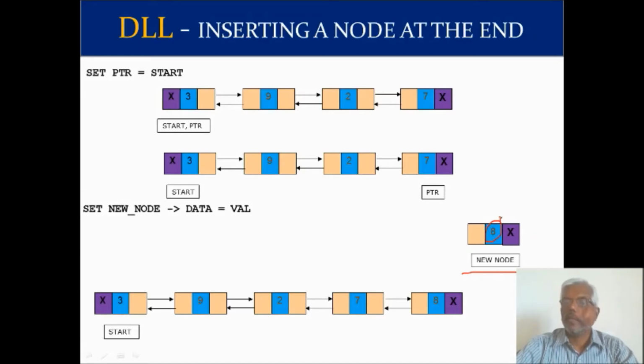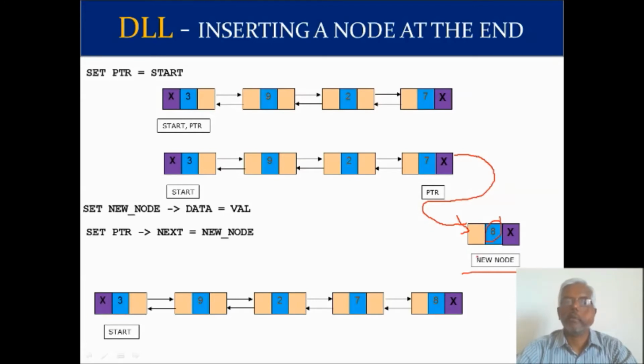Now for making this new node the last node of the existing doubly linked list, what we have to do first is that the already existing last node should be connected to this new node. So what is the link we have to establish? This pointer should be connected with this new node. What statement can be written for establishing this connection? Set ptr of next is equal to new node.